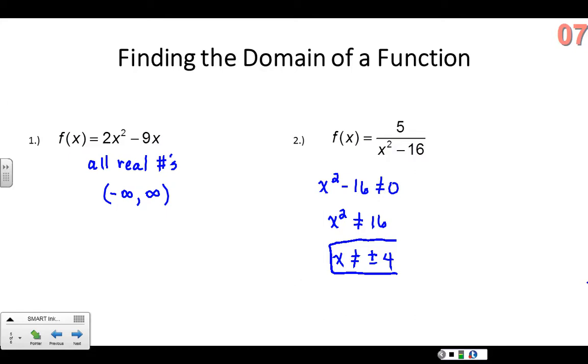That's a really good way of describing the domain there. Just say x is not equal to 4 or negative 4. One thing you could do is write that in interval notation as well. So we could say the domain is from negative infinity up to negative 4, union, negative 4 to positive 4, with parentheses because we're not equal to negative 4 or 4, and then union from 4 to infinity. That's a way you could express that domain in interval notation.